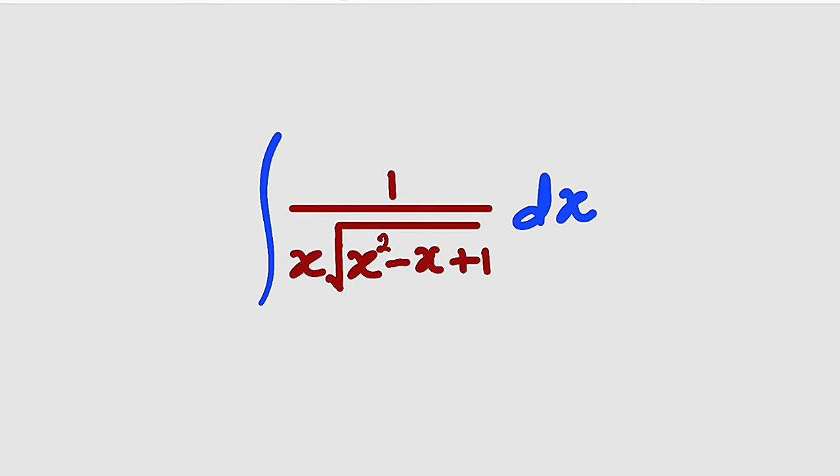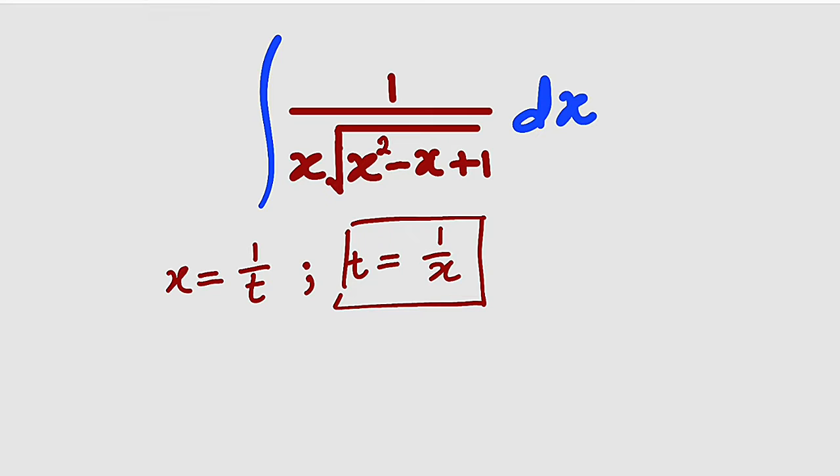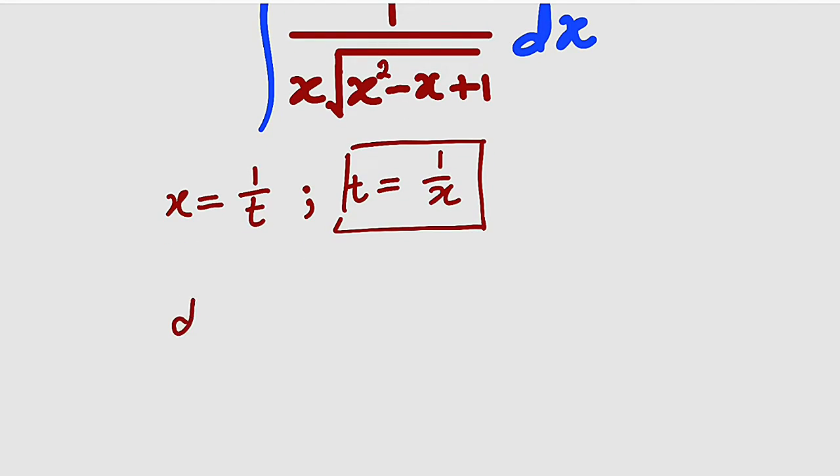By substitution. So let x be equal to 1 divided by t, such that this t is equal to 1 divided by x, right? So we are coming back for this. Let us differentiate both sides of this equation. We have dx equal to negative 1 divided by t squared dt.